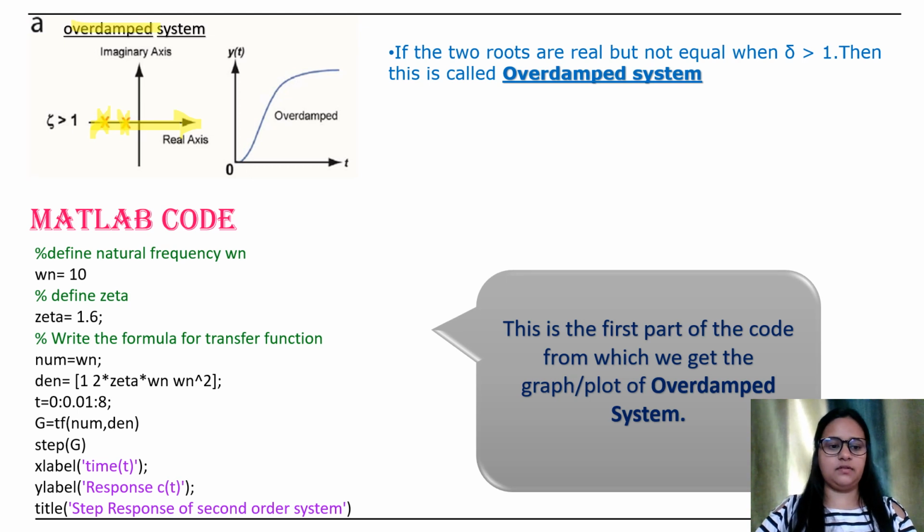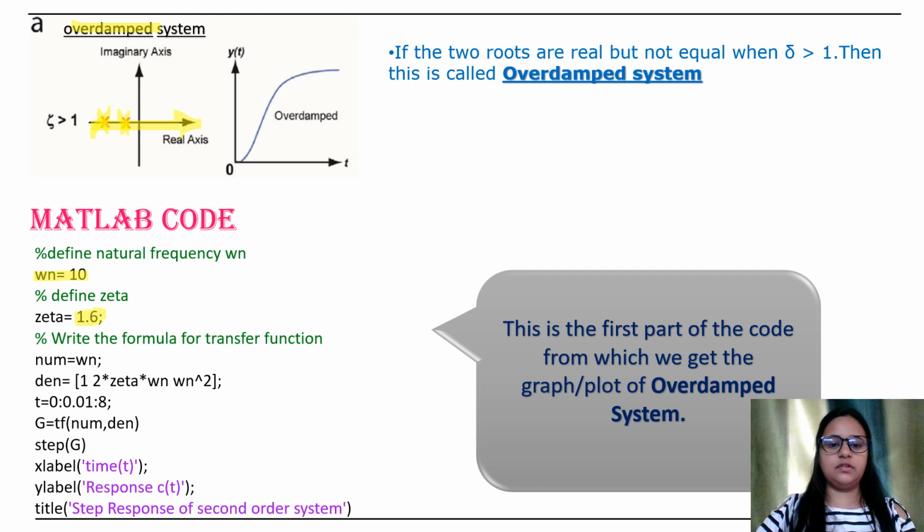For the MATLAB code, this is the first part of the MATLAB code from which we get the graph of the overdamped system. First we define the natural frequency omega_n, then we define zeta as 1.6. We take zeta as 1.6 because zeta should be greater than 1.